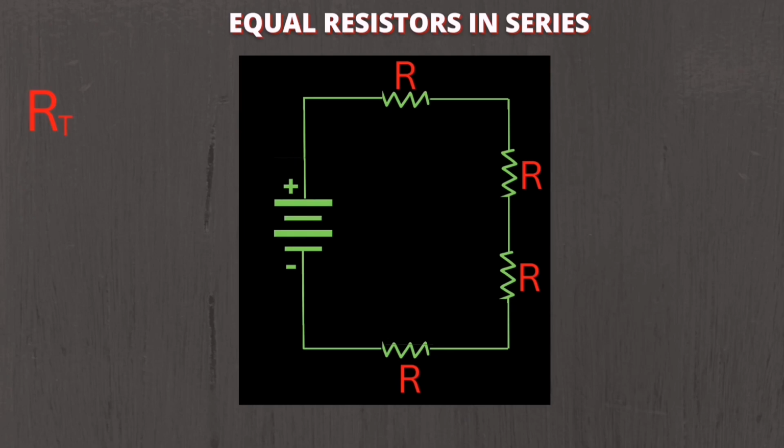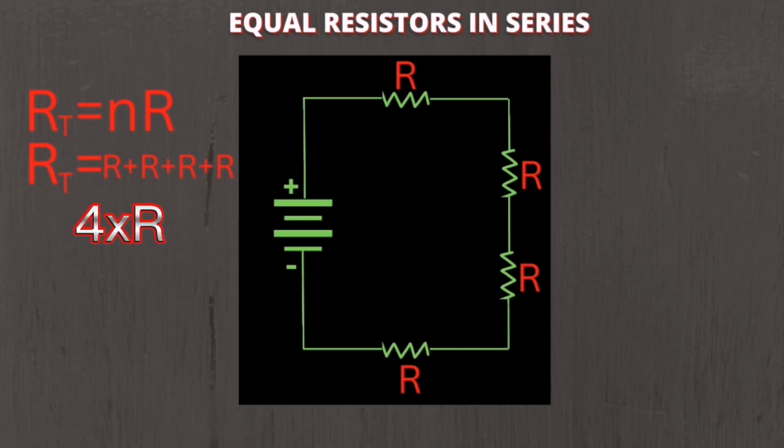Okay, the number 2 condition, the total equivalent resistance of the circuit R total is equal to N times R, where N is the number of resistors connected in series, and R is the value of each resistor in ohms. Or simply, guys, R total is equal to 4 times R, since the number of equal resistors is equal to 4.